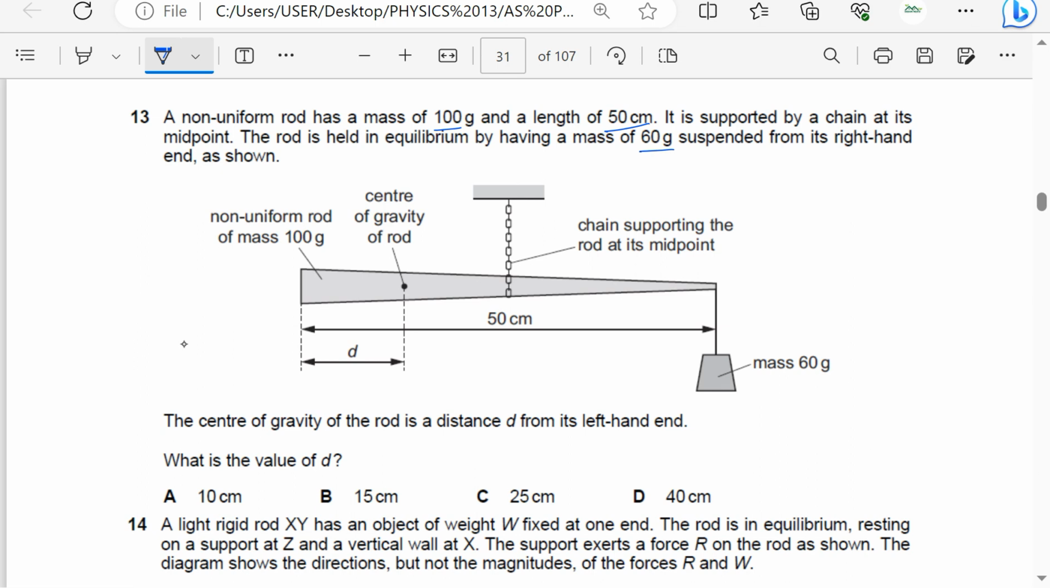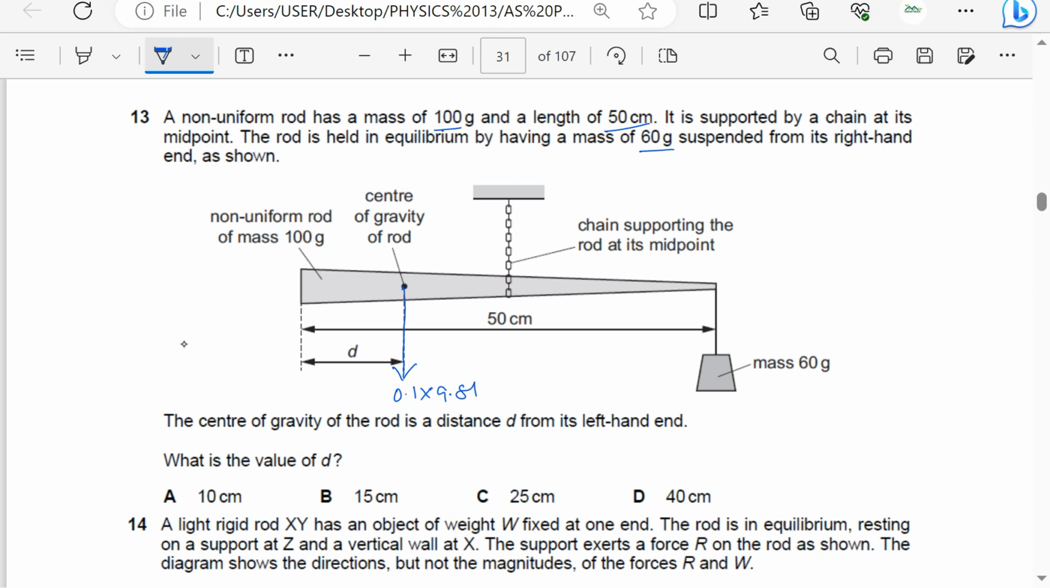Okay, so the center of gravity is here. That means its weight acts at this point. And if its mass is 100 grams, in kilograms it is 0.1. So this is going to be 0.1 times g, which is 9.81. That is the force, the force due to the rod, or the weight of the rod. What is the value of d?